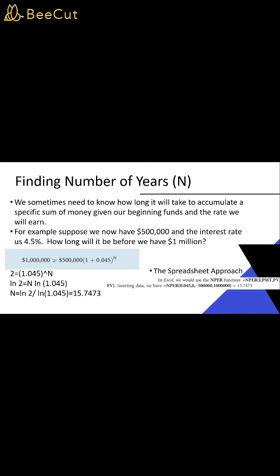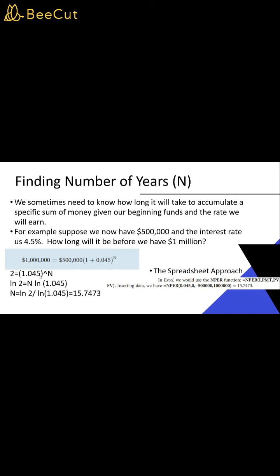So here, 1 million is the future value, and 500,000 is the present value. We're just plugging it in. Future value is equal to present value times 1 plus i to the power n. So future value of 1 million is equal to 500,000 times (1 plus 0.045) to the power n. And if we divide this, 1 million divided by 500,000, that is going to give you 2 is equal to 1.045 to the power n.